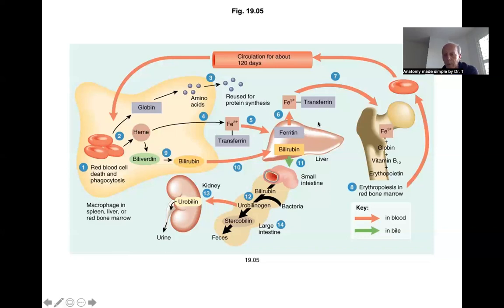So once erythropoiesis has produced a new class of red blood cells that are mature and ready to go, they will be released into circulation, and after about 120 days maximum, it is going to affect them in the same form as what this diagram already illustrated.